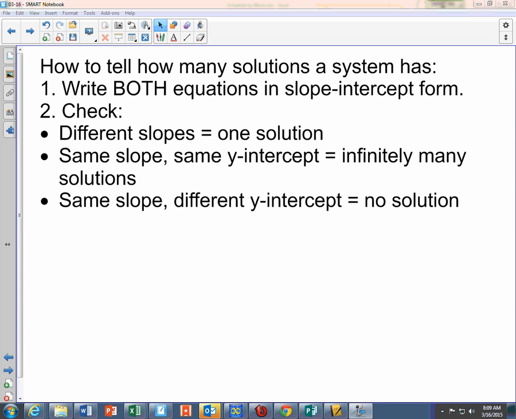All right, so this is day one of our review for 11A. Solving systems of linear equations by graphing and by substituting.